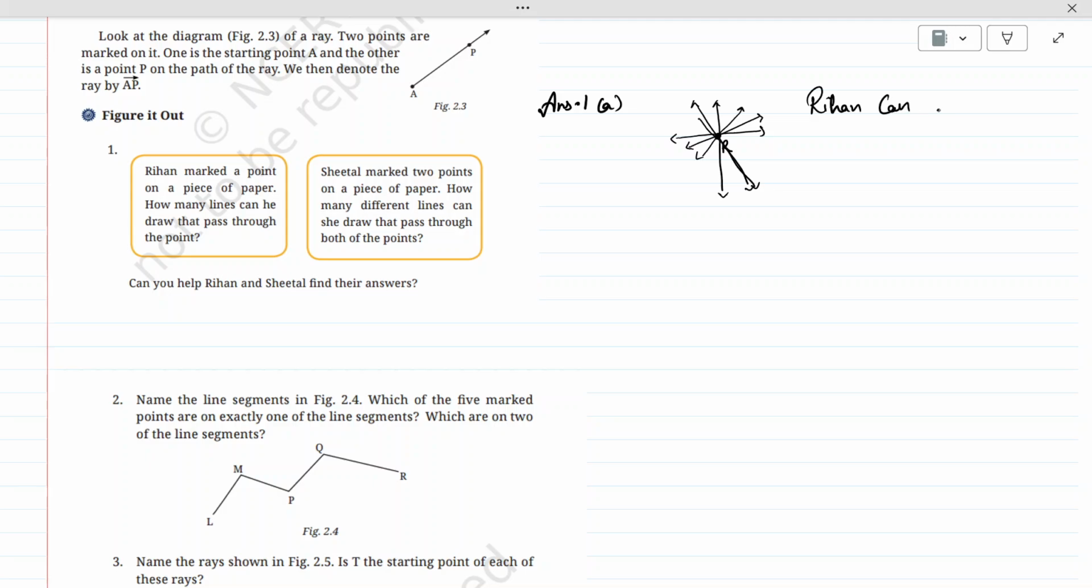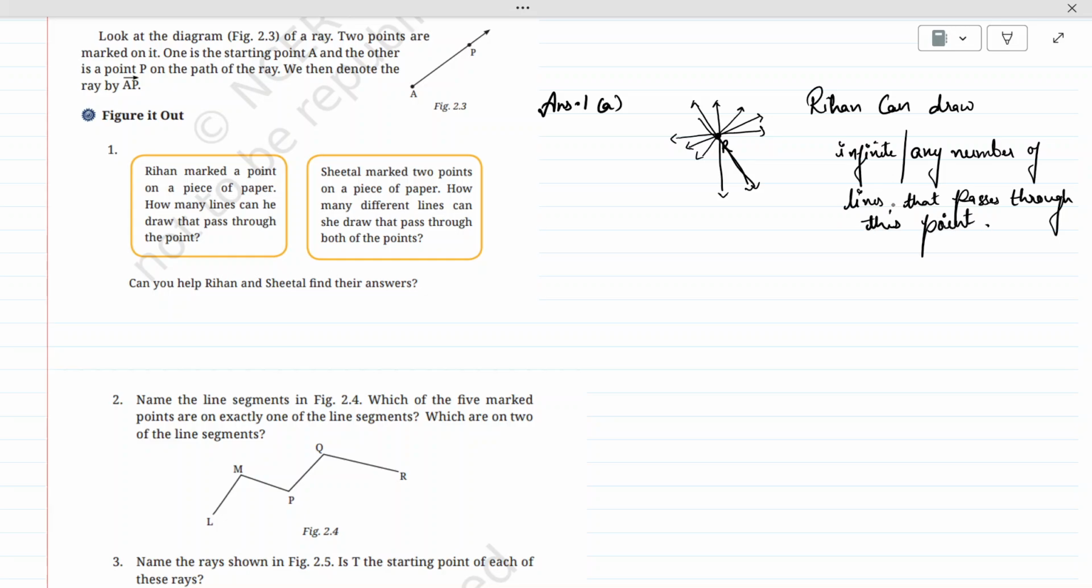So the answer I am writing here is Rehan can draw infinite or any number of lines that pass through this point. So kids, we have seen here, since we had only one point, because of that one point, we can draw any number of lines which can pass through this.